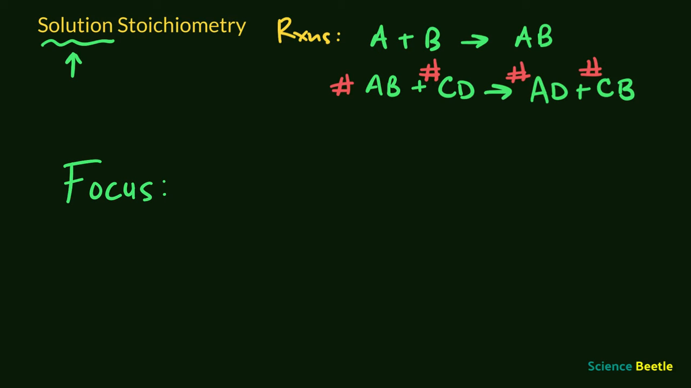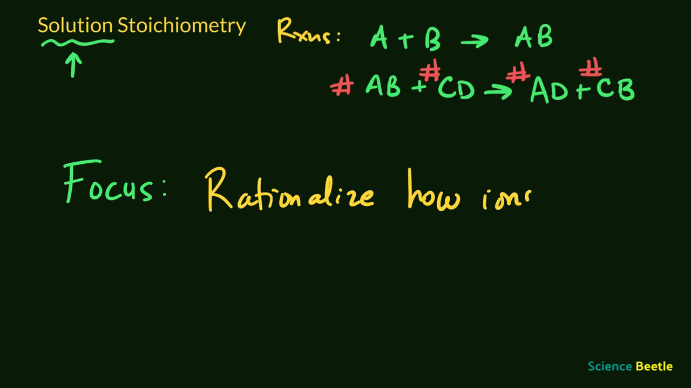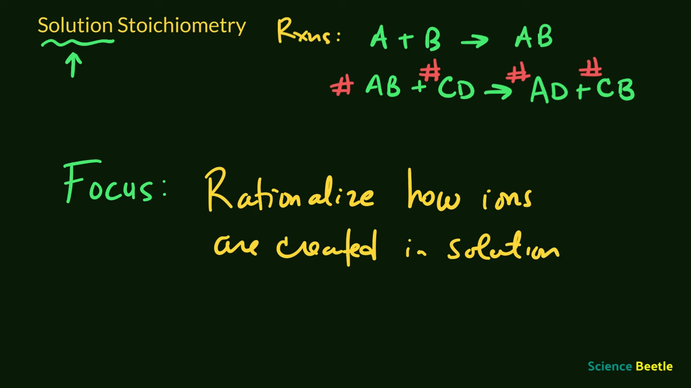So the focus of the chapter is largely going to depend on your ability to do the following. You need to be able to rationalize how ions are created in a solution, and this is going to be coming from the compounds that they originate from. And the other item that you need to be able to do is to use this knowledge to relate to concepts such as concentration.